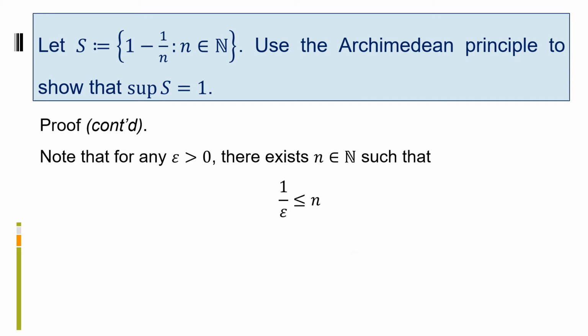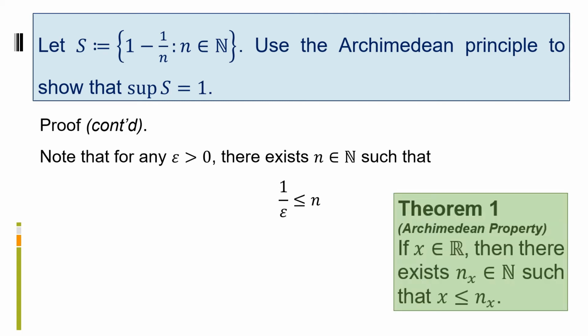Note that for any epsilon greater than 0, there exists an n na element ng set of natural numbers such that 1 over epsilon is less than or equal to n. The Archimedean property assures us of this. Okay? So 1 over epsilon less than or equal to n is equivalent to 1 over n is less than or equal to epsilon. Gamitan lang natin yan ng some algebraic manipulation.